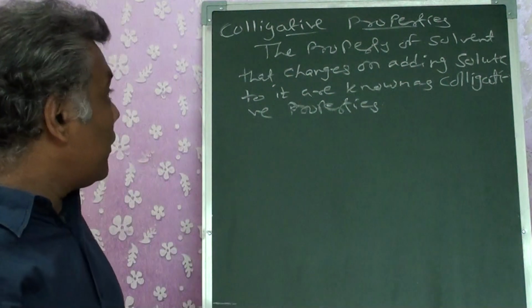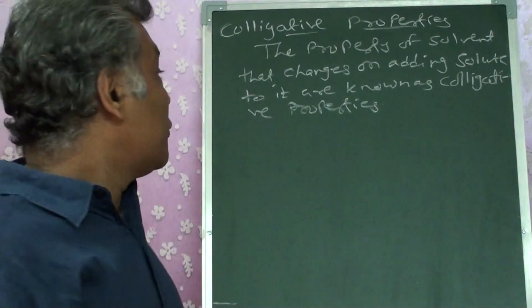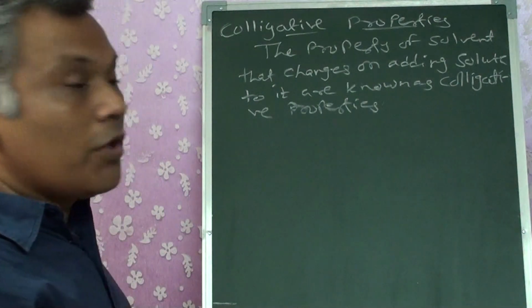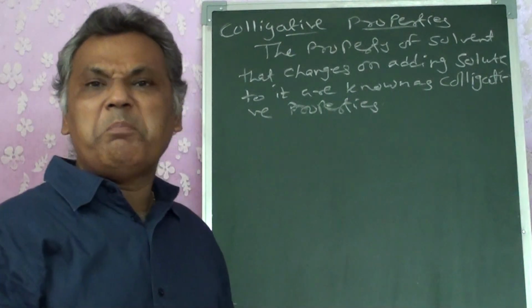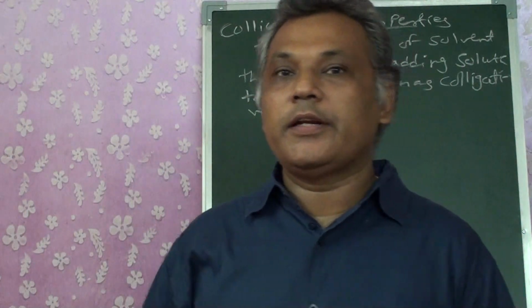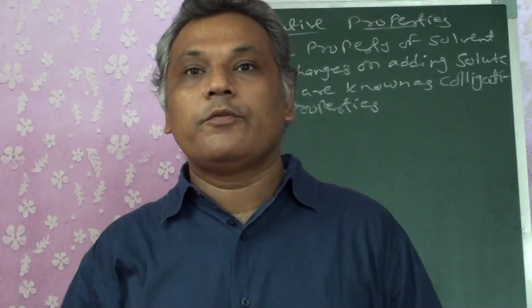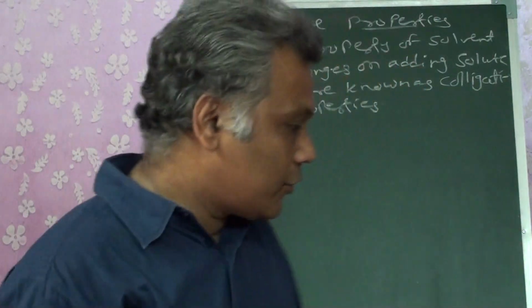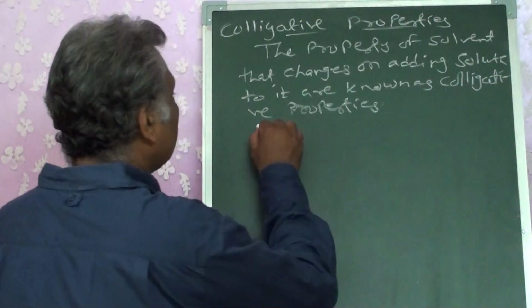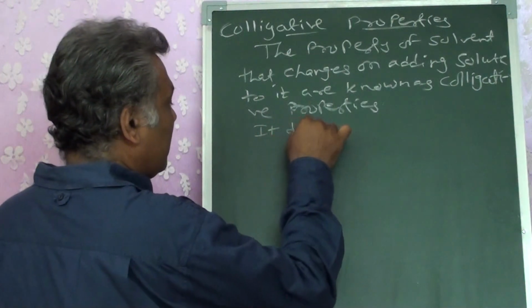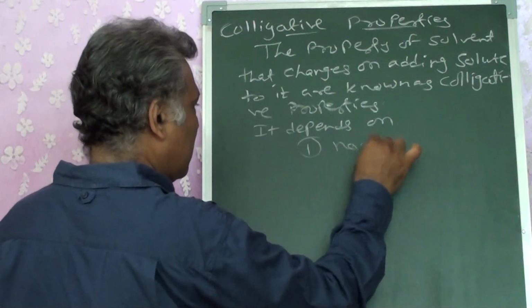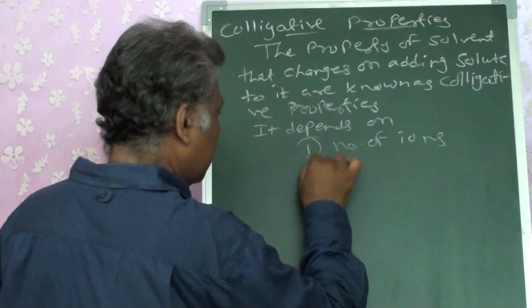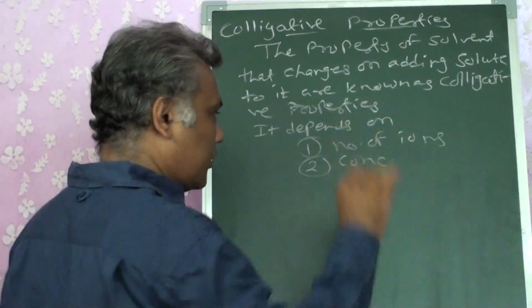The properties of the solvent that change on adding a solute to it are known as colligative properties. These colligative properties depend mainly on two terms. The change we get in the solvent by adding solute depends on two terms: first, the number of ions, and second, the concentration.